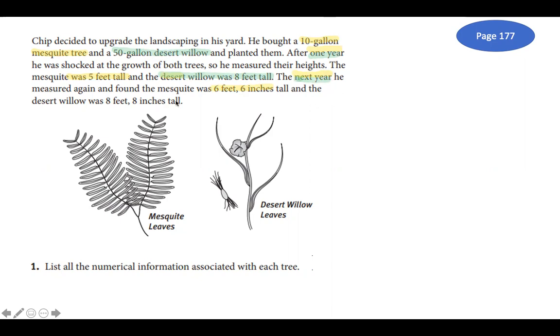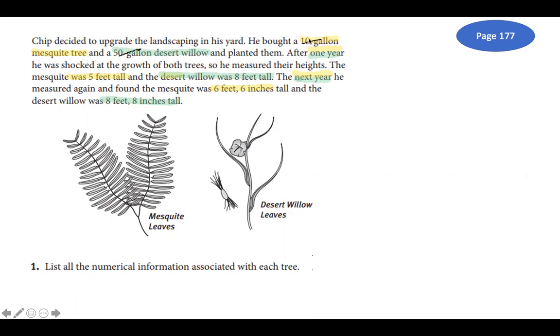Okay, so the next year, the mesquite was 6 feet 6 inches and the willow was 8 feet 8 inches tall. So this is a lot of information and we don't actually need all of it. Can you figure out what information we do not need if we're comparing the length of time and the height of the tree? Well, yeah, we don't need the gallons.